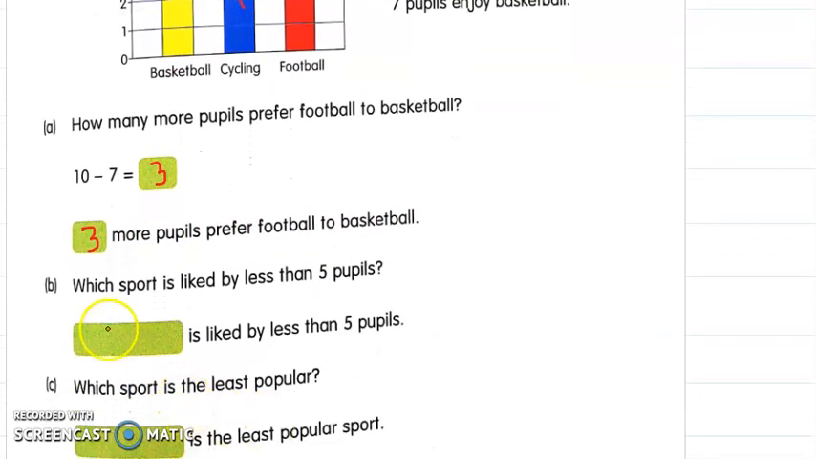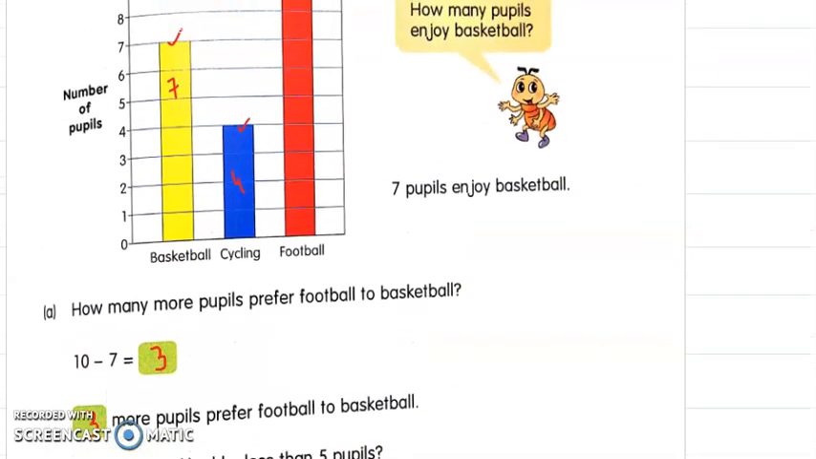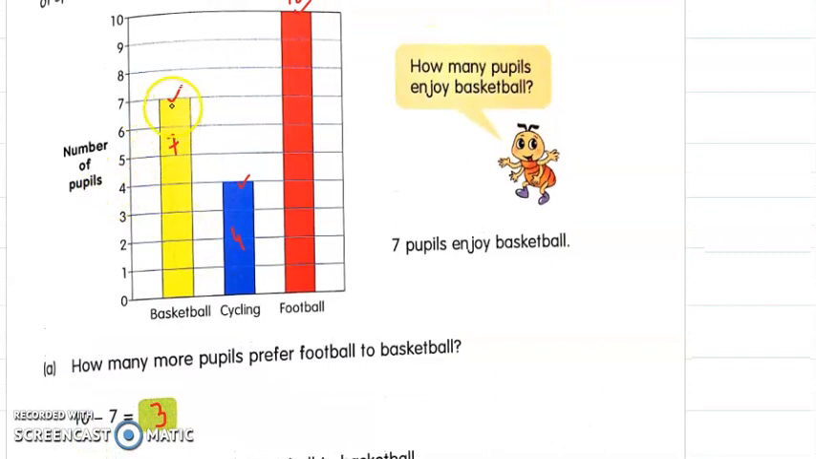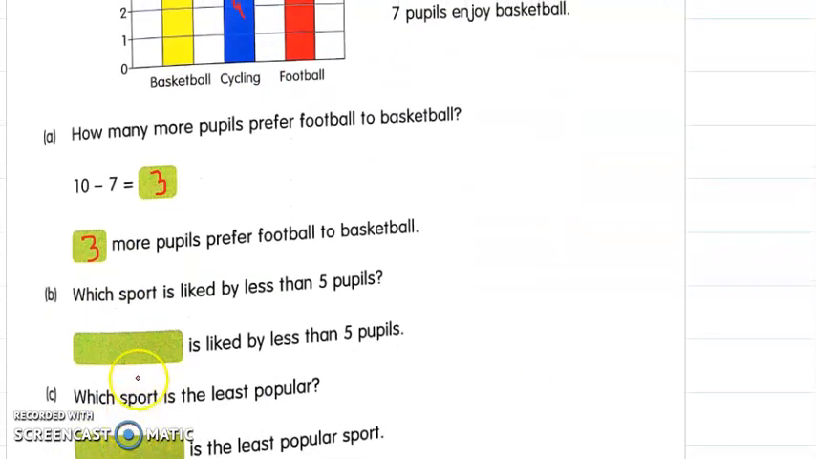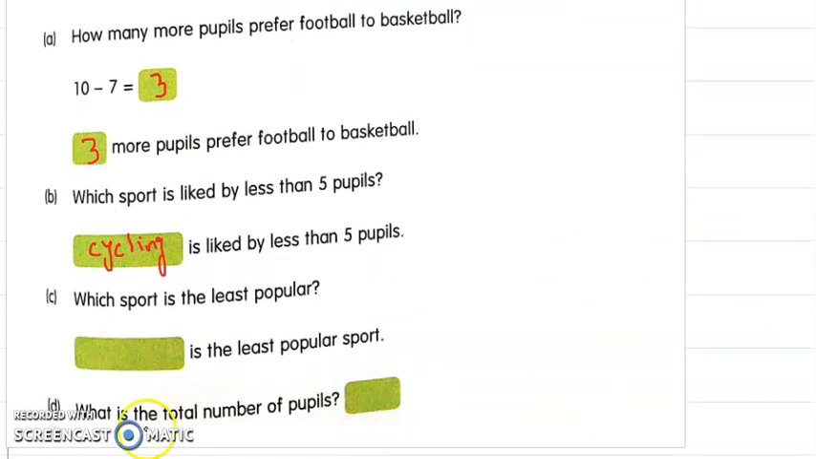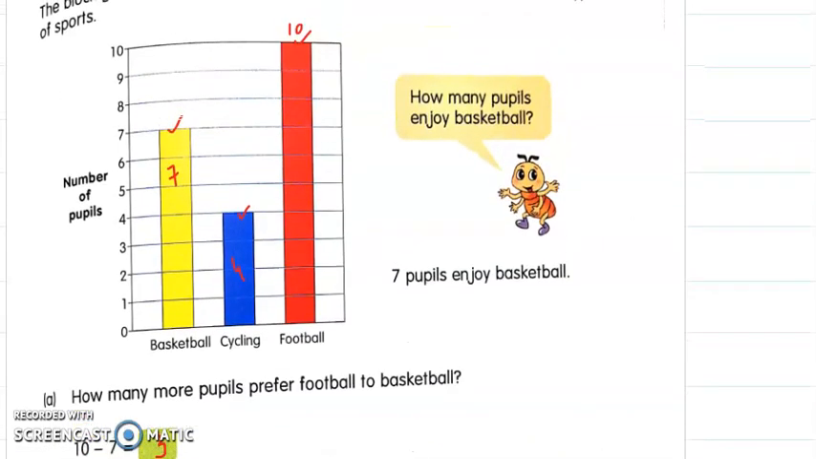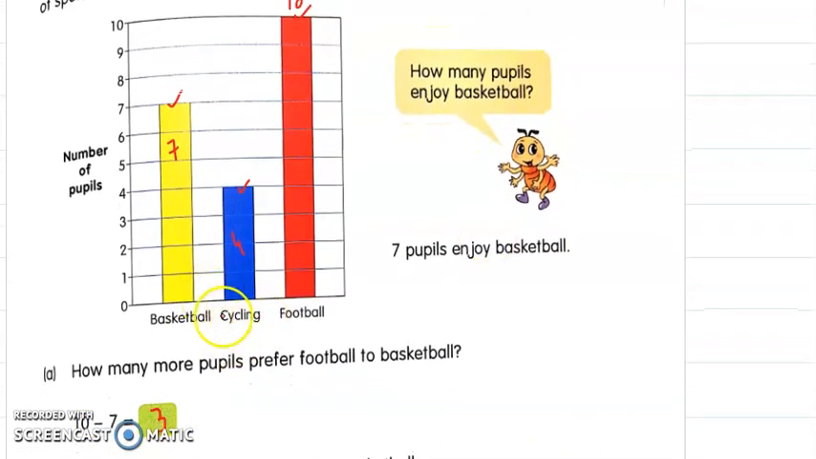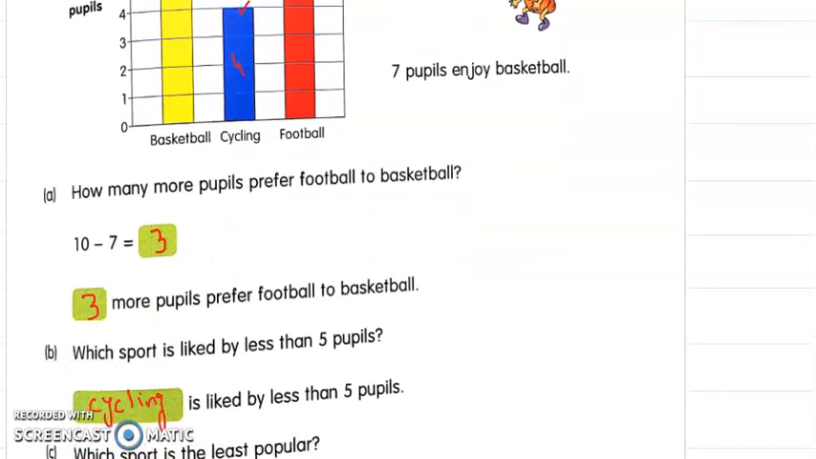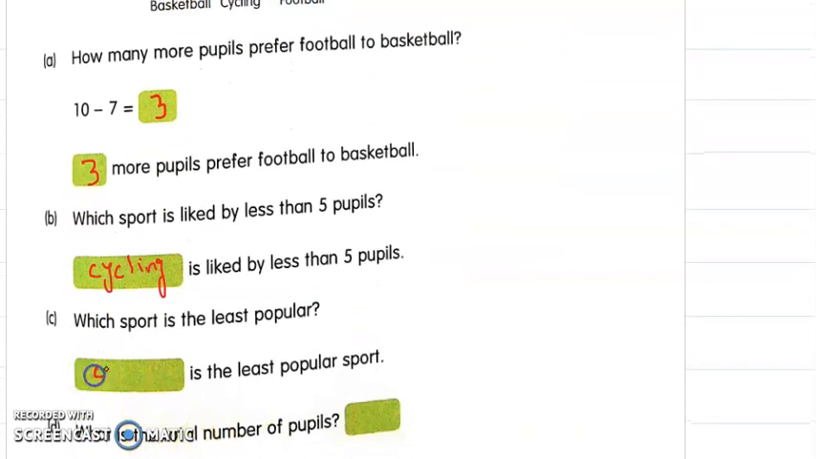Then the second question is: which sport is liked by less than 5 people? This one is more than 5, this one is more than 5, so this one is less than 5. So the answer will be cycling. The next one is: which sport is least popular? Least popular means which is liked by the smaller number of students. So cycling is the least popular sport.